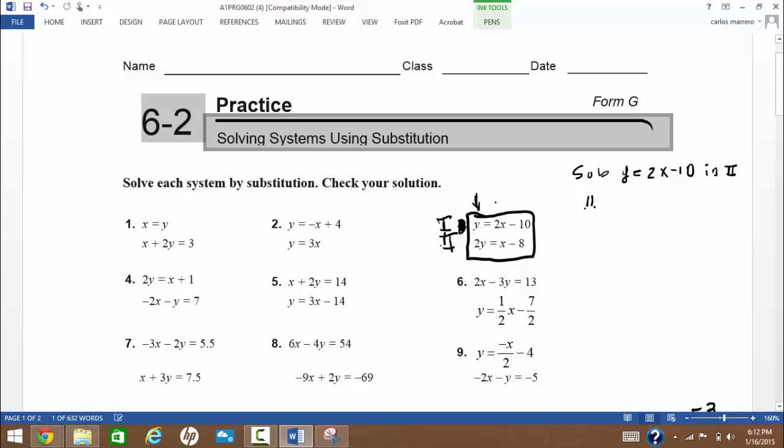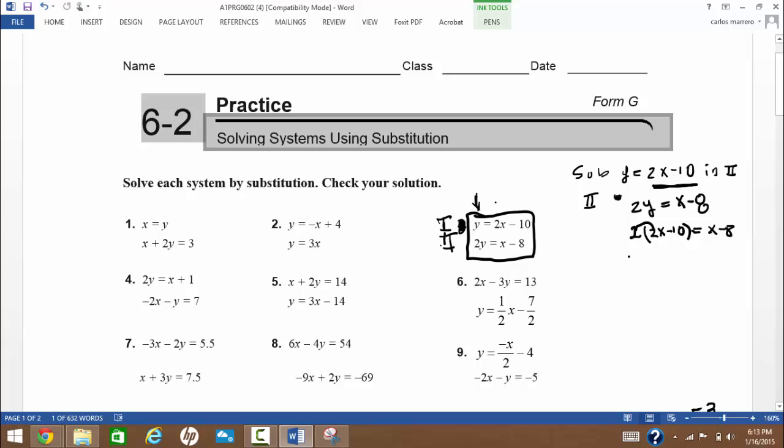So you have to be very organized. So you write down number 2. Number 2 is 2y equals x minus 8. And then you replace now the y by 2x minus 10. Close the parentheses. Keep in mind that that 2 is multiplying 2 factors or 2 terms. That's why we use the distributive property. This is equal x minus 8.